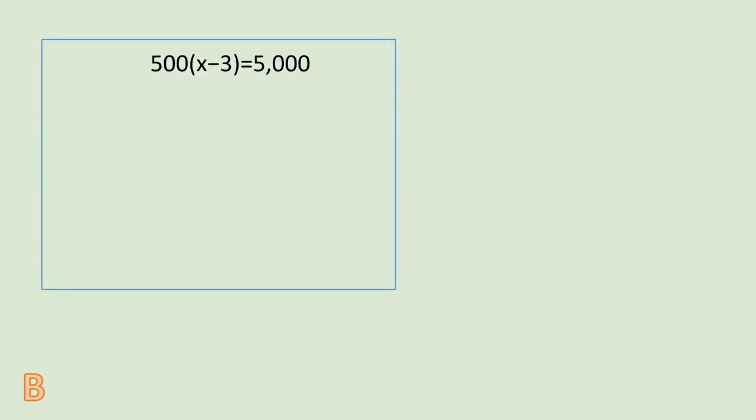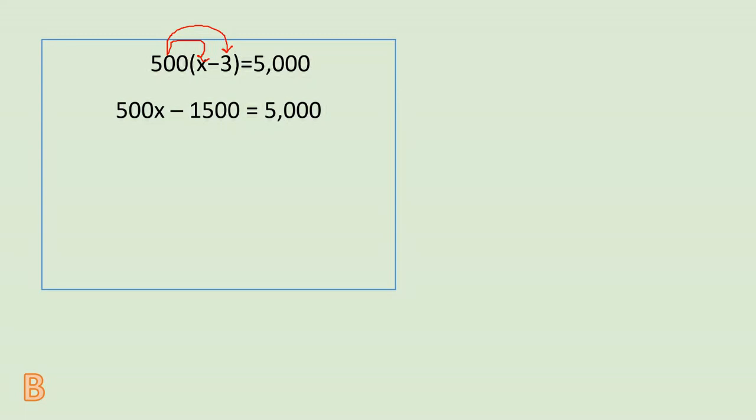So card B, the original equation is 500 times x minus 3 equals 5,000. So what do we do here? Pause the video. I want to see if you can figure out the answer. When you're ready, resume. Ready, set, go. Okay, welcome back. So we're going to do the distributive property first, right? So that means we're going to do 500 times x, and then 500 times negative 3. And what are we going to get? We're going to get 500x minus 1,500 equals 5,000.